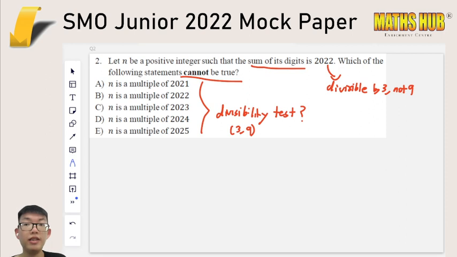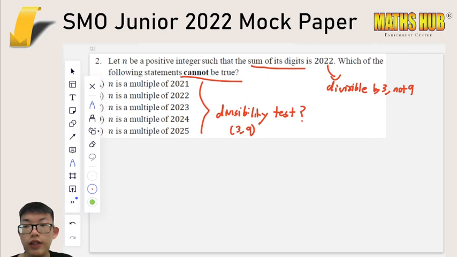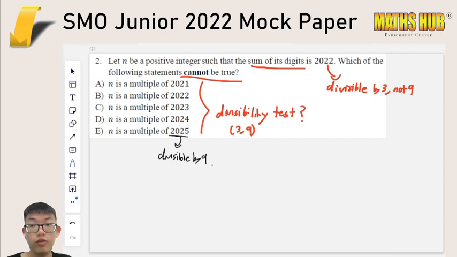Now, in view of this, we can look at these 5 options and we realize that 2025 is divisible by 9. That means that if n is a multiple of 2025, it should be divisible by 9. But if n is divisible by 9, then the sum of digits should be divisible by 9, which is clearly not true. And so therefore, E is the one that does not work.